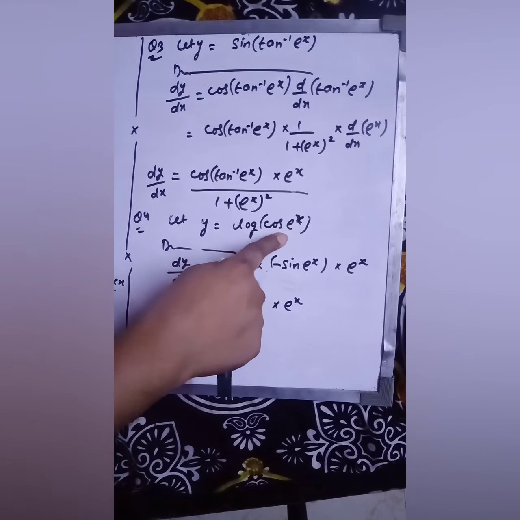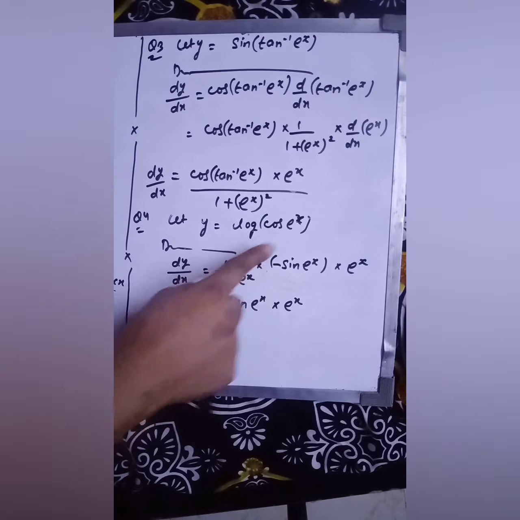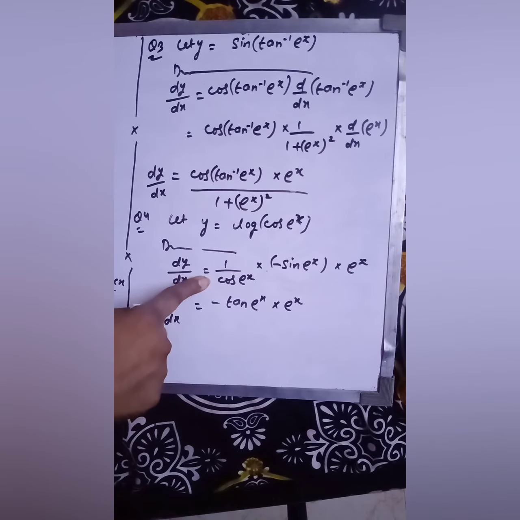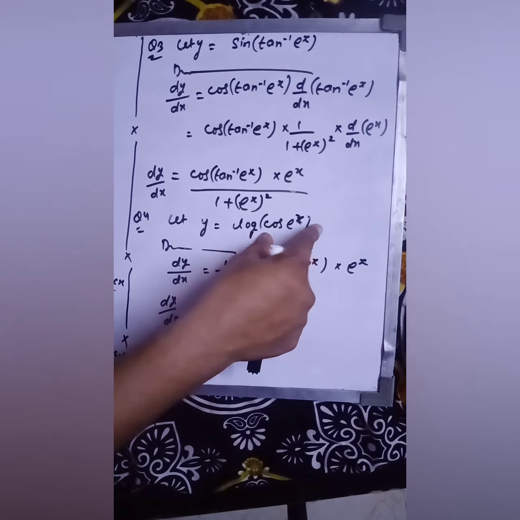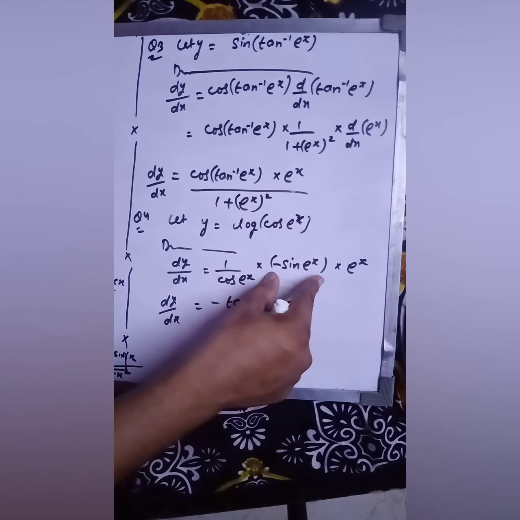So whatever with the log, it will be 1 by log e raised to power x, like this. You have to write. This is the formula. Into the derivative of cos e raised to power x, that would be minus sin e raised to power x. This is called chain rule. So we are using chain rule in this kind of question.